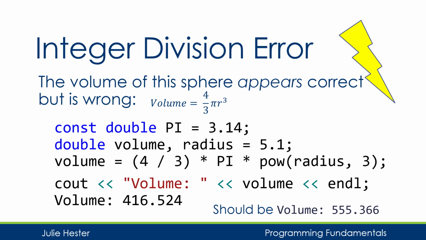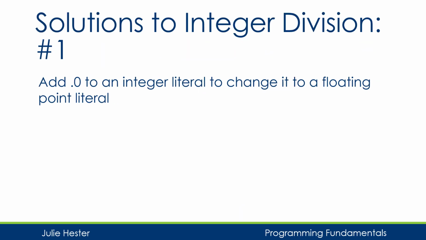And what can we do about this? Because we don't want to have this problem. Well, I'm going to talk about 3 different solutions. First solution I can do is if I'm working with integer literals, I can change one of them to a floating point literal just by adding a .0 to the number.